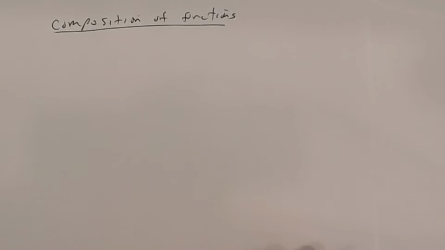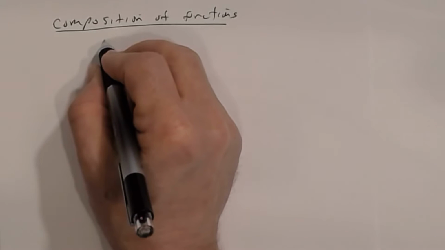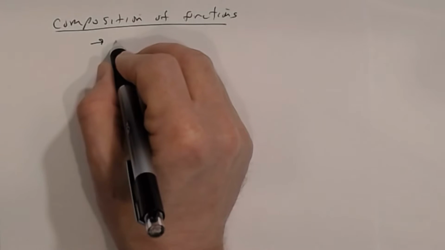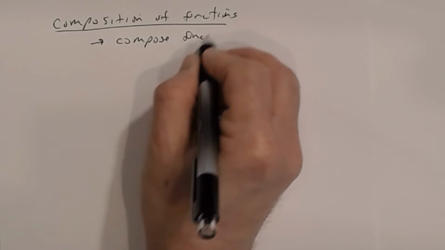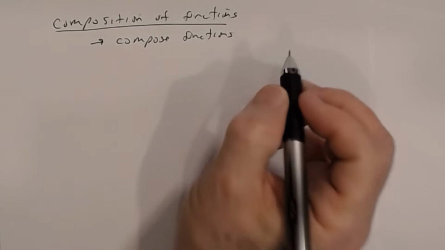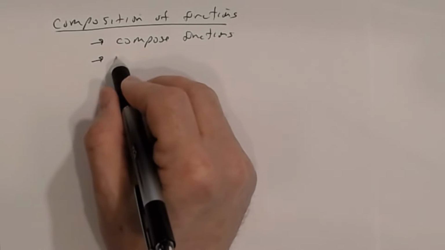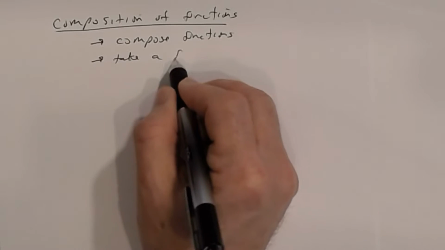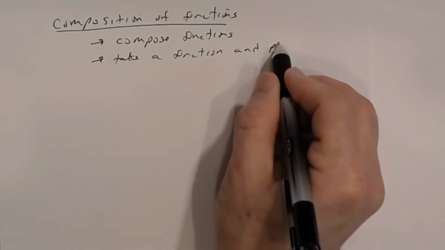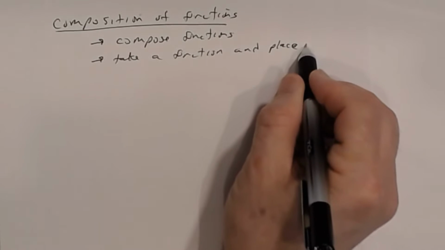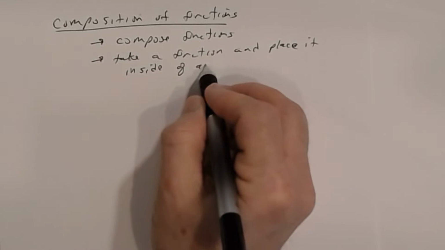All right, so when we talk about composition of functions, think of the word composing. So basically, you're going to compose functions. And when we talk about composing functions, that's where you're going to take one function and place it or put it inside of another. Okay?